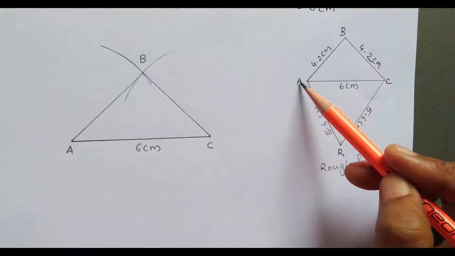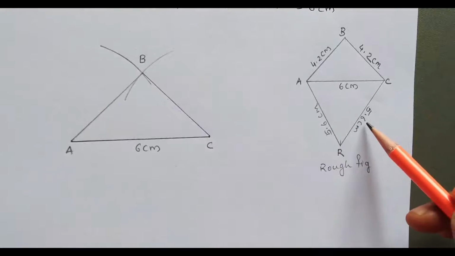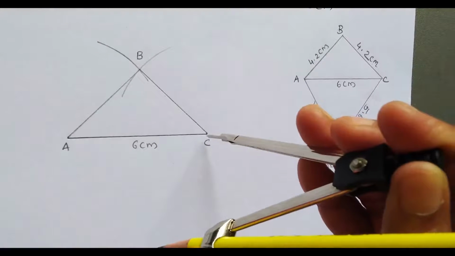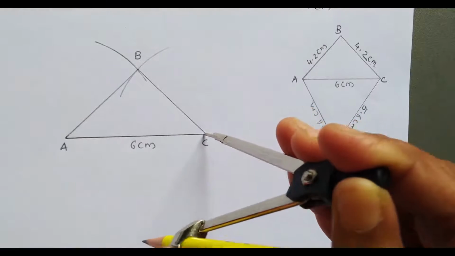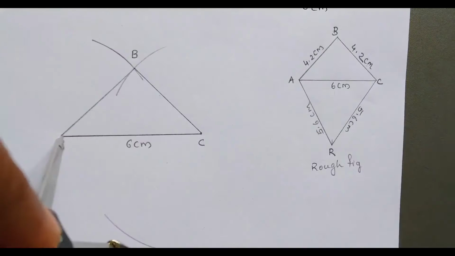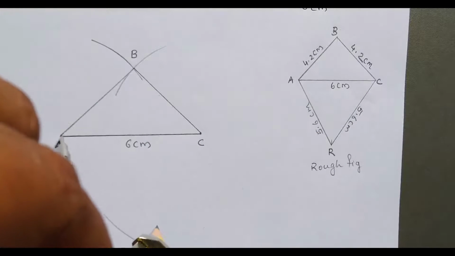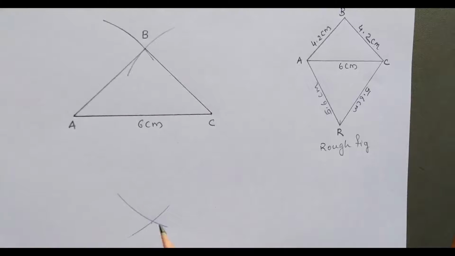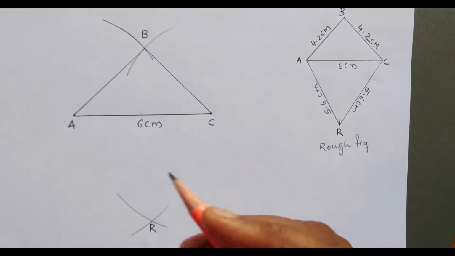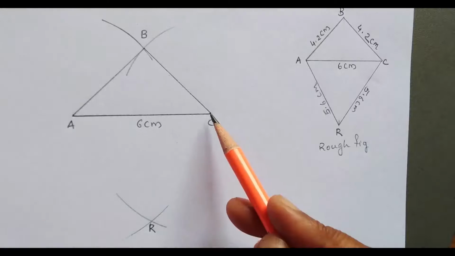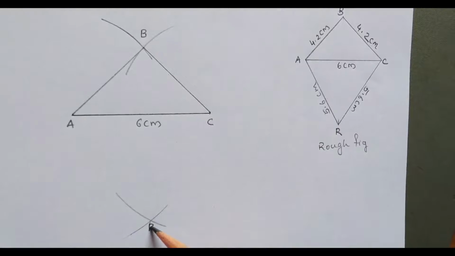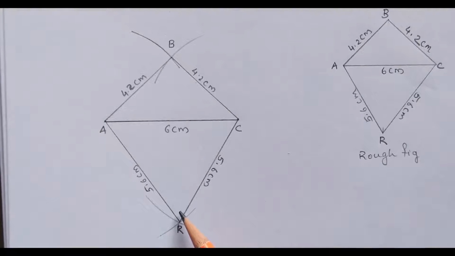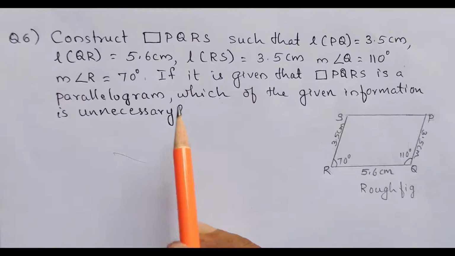Now length AR and CR are 5.6 centimeters. So let's take the distance on the compass. With C as center, draw an arc. With A as center and the same distance, draw an arc to cut the previous arc. The point of intersection here is the point R. Now join the points A and R and also C and R. So this is your rough figure and this is your completed figure. Now let's see the sixth question.